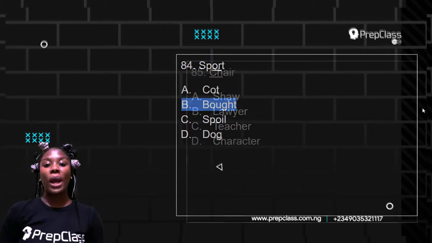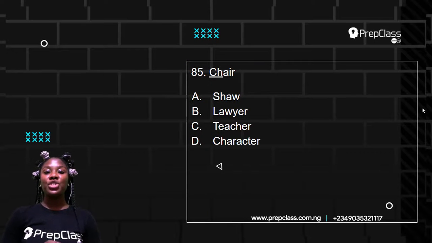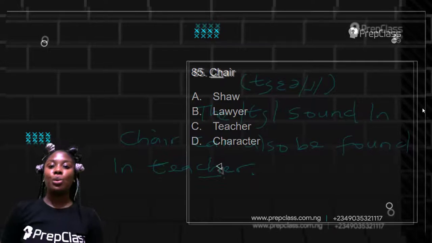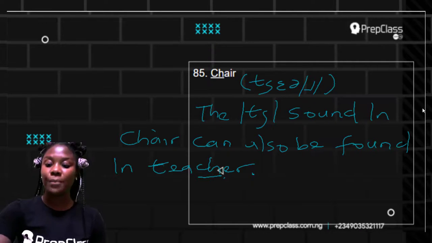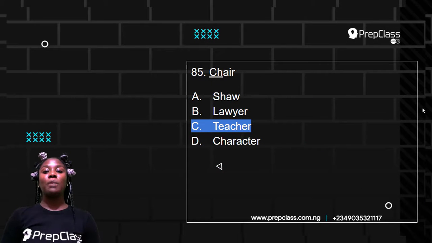Alright, so on to our 85th question. Chair. A, shore, B, lawyer, C, teacher, and D, character. So chair, that's the ch sound, can also be found in teacher. So our answer is option C, teacher.